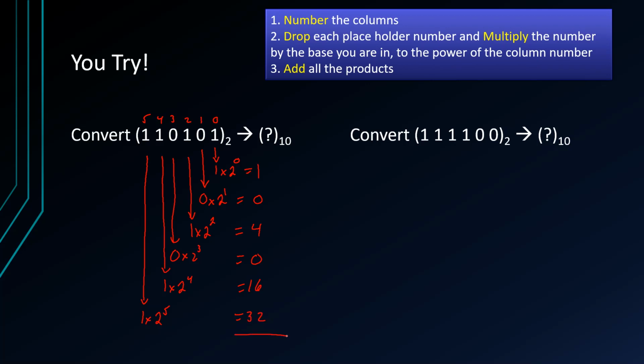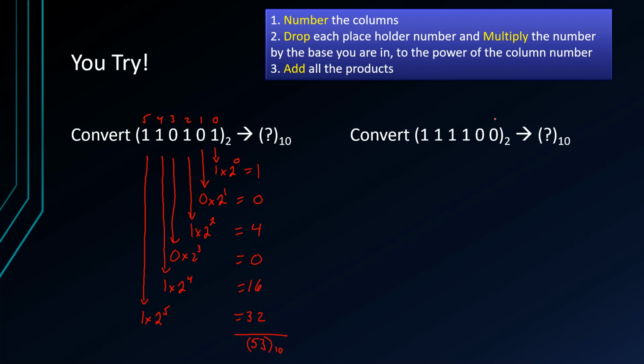So we have all that. We add them up. So we have 16 plus 4 is 20, plus 32 is 52, plus 1 is 53. And that is in base 10. All right, hopefully you got the same answer. Let's go try it over on the other side.